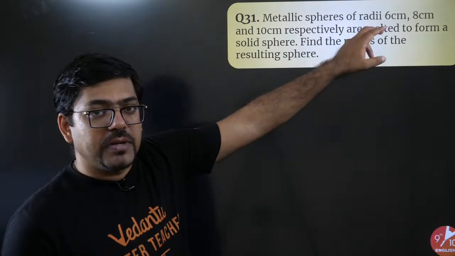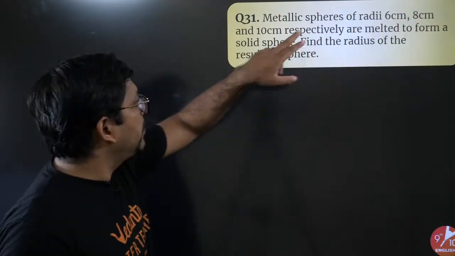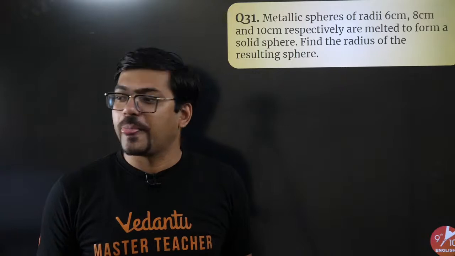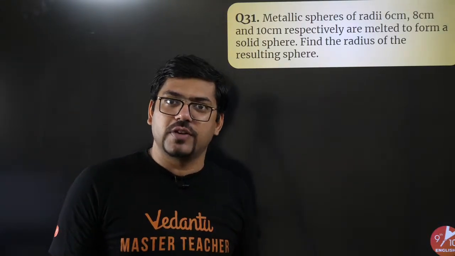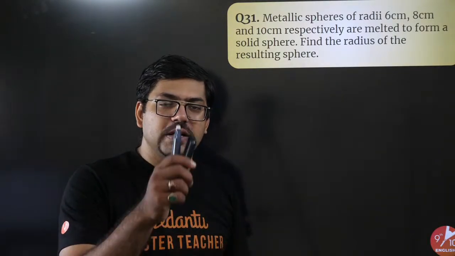You will write 4 by 3 pi 6 cube plus 4 by 3 pi 8 cube plus 4 by 3 pi 10 cube is equal to 4 by 3 pi r cube. More than easy, man. How have they given these types of questions in 3 marker? Just imagine. So your answer would be r cube is equal to 6 cube plus 8 cube plus 10 cube. That's it.